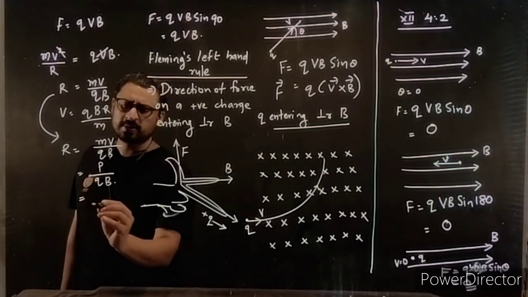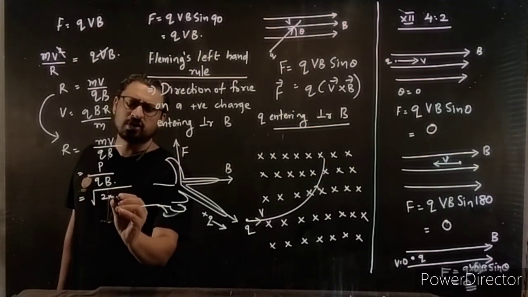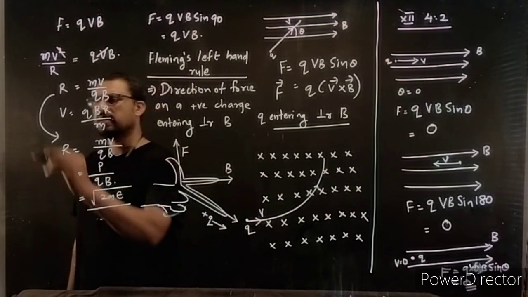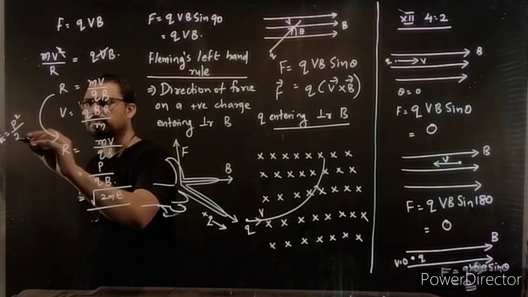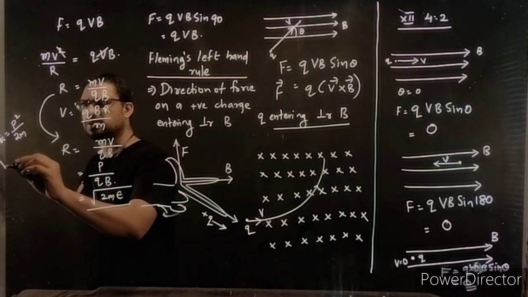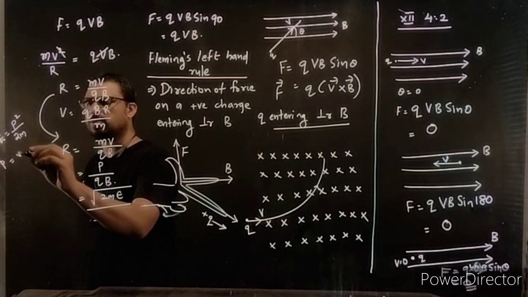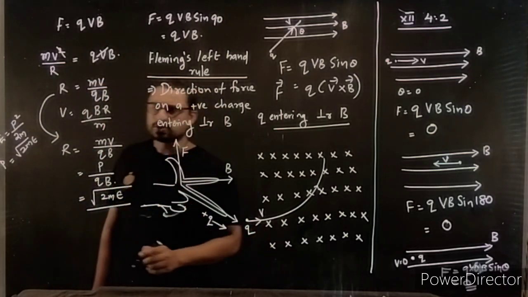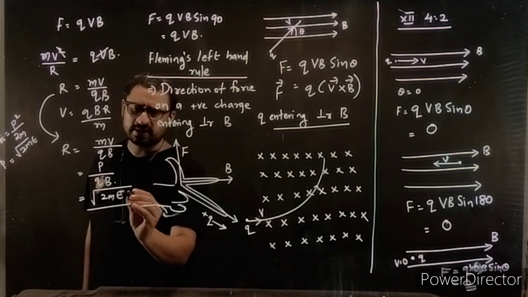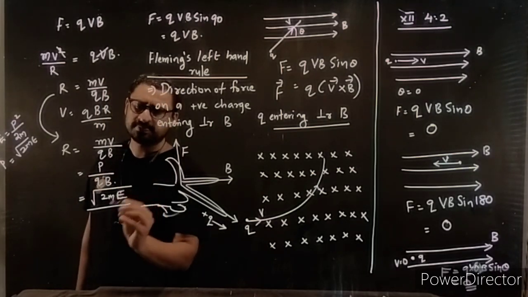Okay, so that can also be root of 2mE by qB, isn't it? Why? You remember the equation, kinetic energy is equal to p square by 2m. So p square is equal to 2mE, so p equals root of 2mE. That is one equation that you studied in first year class. So it can be root of 2mE by qB, where E stands for kinetic energy.